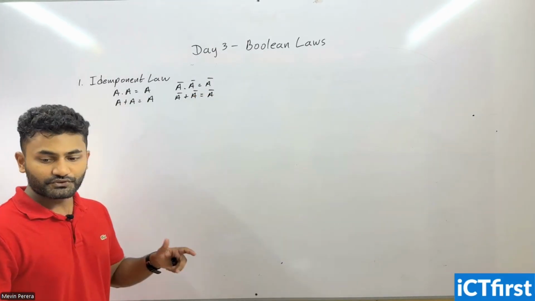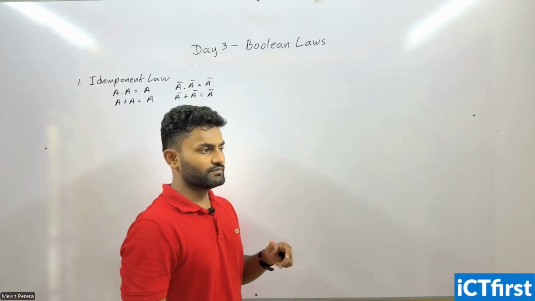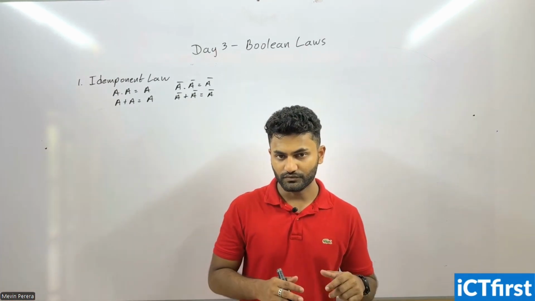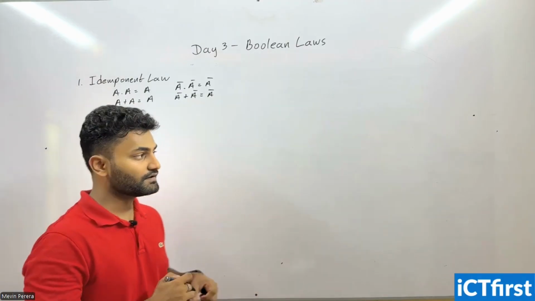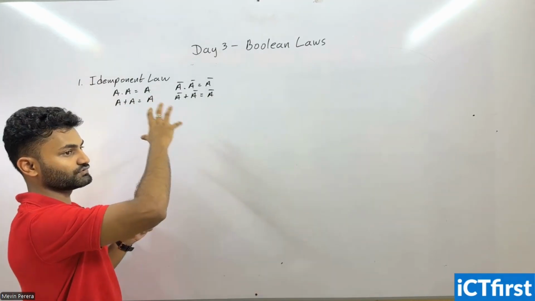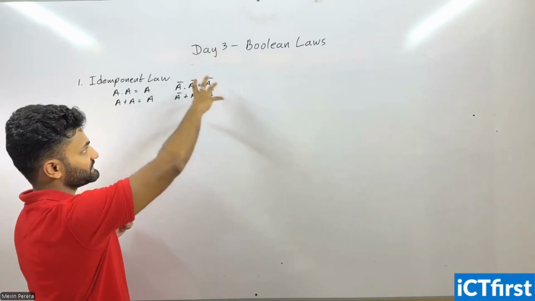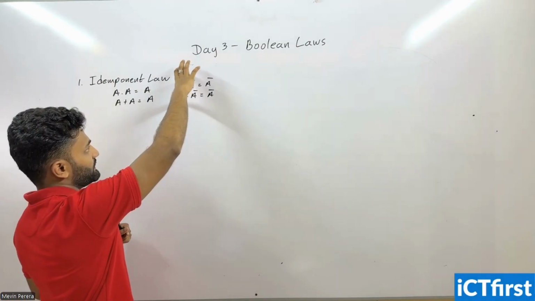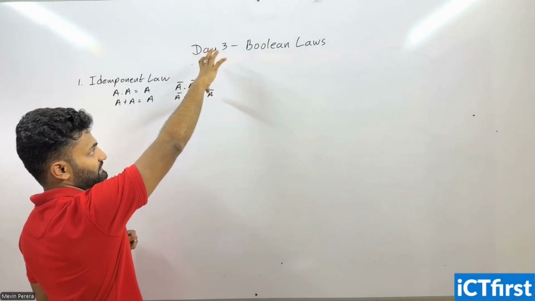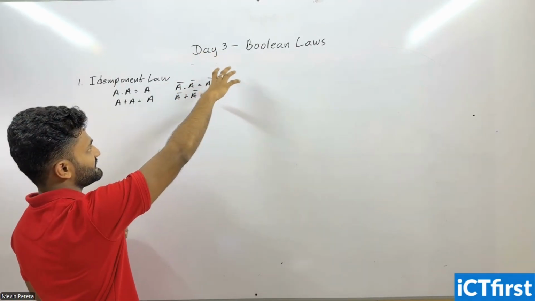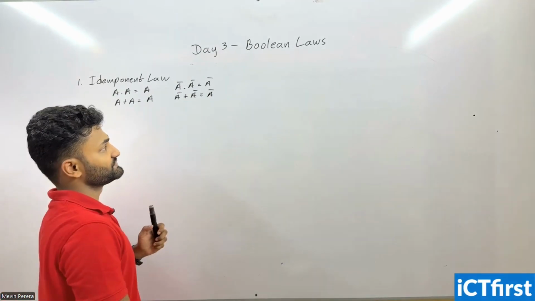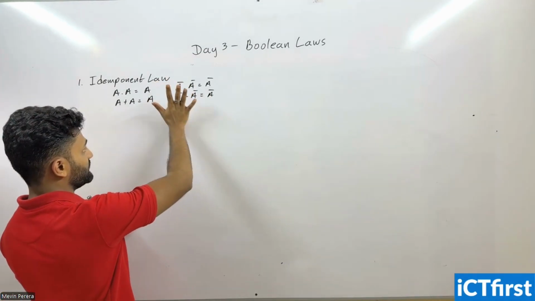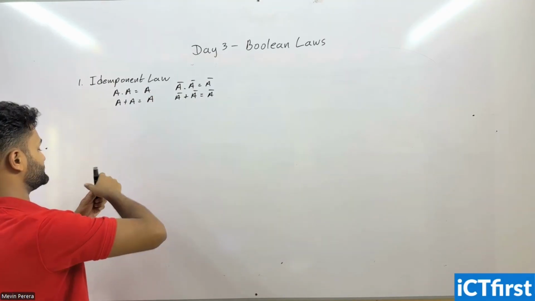In order to prove this, students, I won't be proving each and every Boolean law, but in order to prove this you can draw a logic gate. Logic gate එකක් ඇඳලා A bar answer එක ගන්න. You will literally get the same answer on the other side as well. So you can draw logic gates in order to prove this.